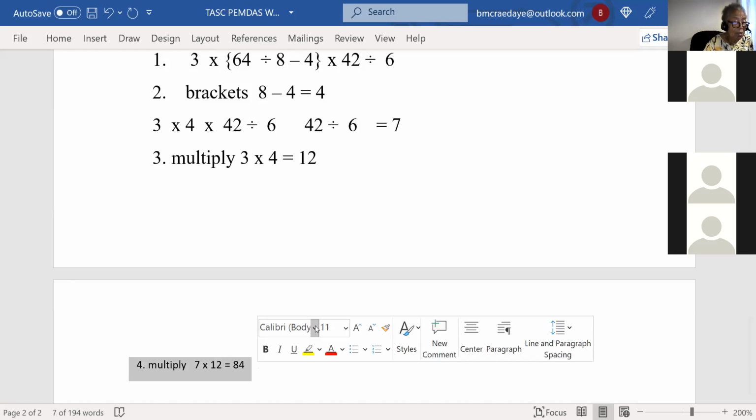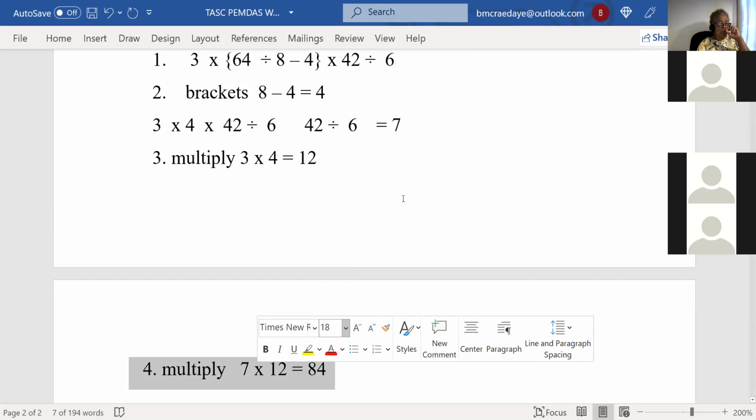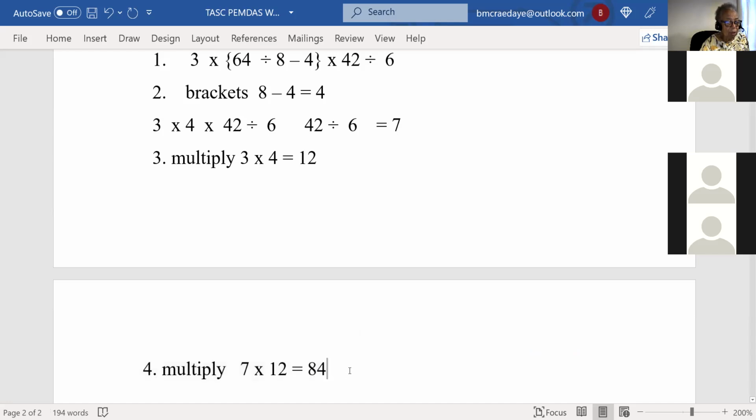Now this was more involved than the other ones, right? Because you had to do the brackets, first parenthesis brackets, and then you had to do your multiplication and division left to right. But since this is a multiplication, we had to divide so we could multiply. So 42 divided by 6, we got 7, and then this was 3 times 4 is 12, and 7 times 12 is 84. So our answer is 84.